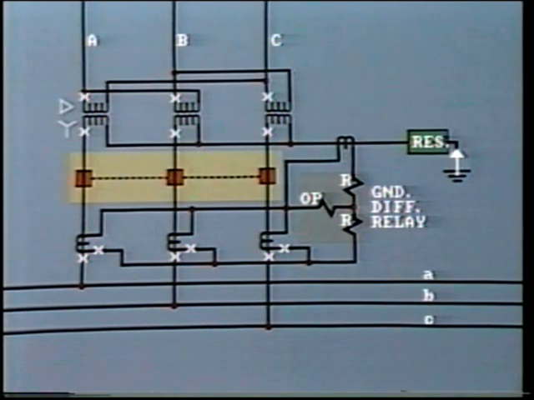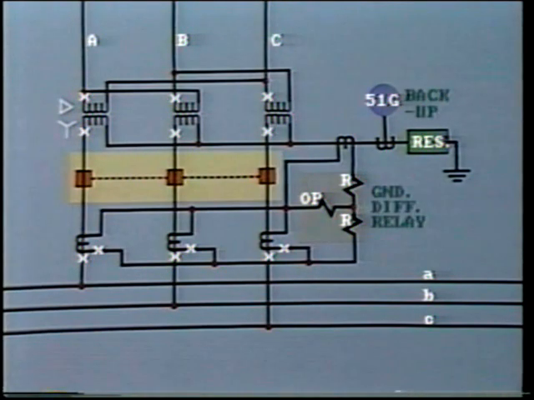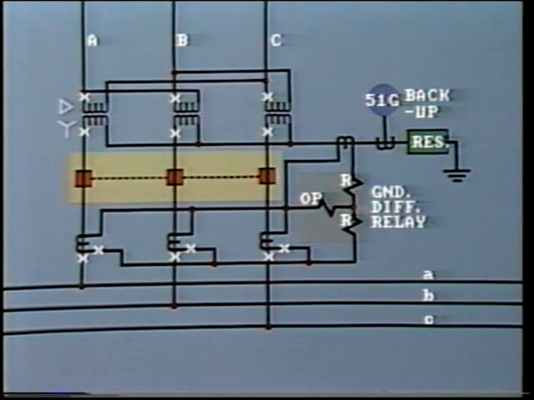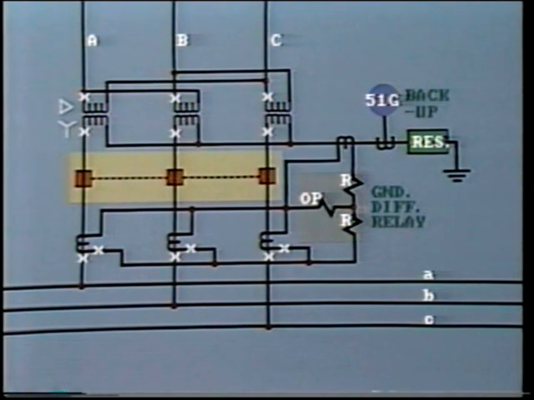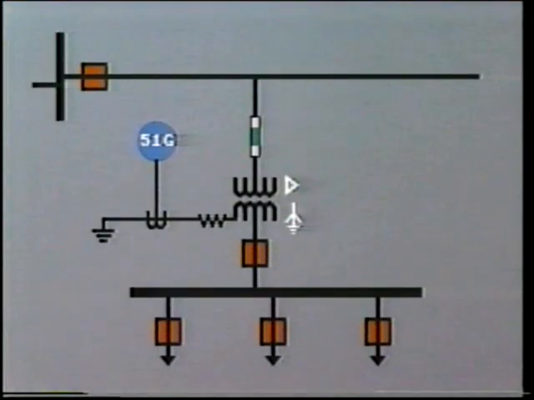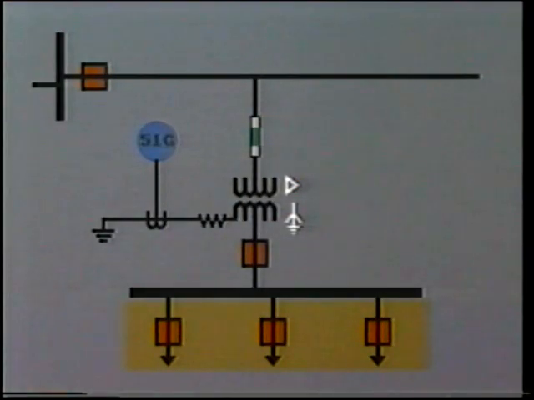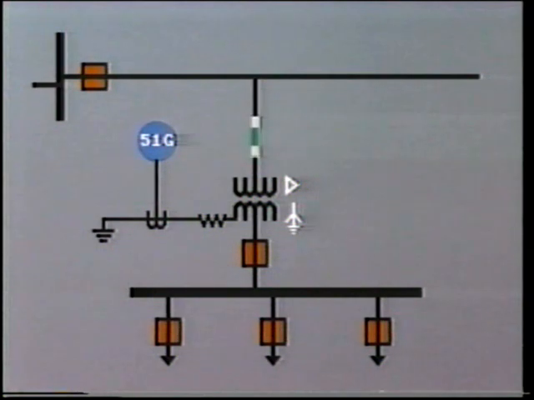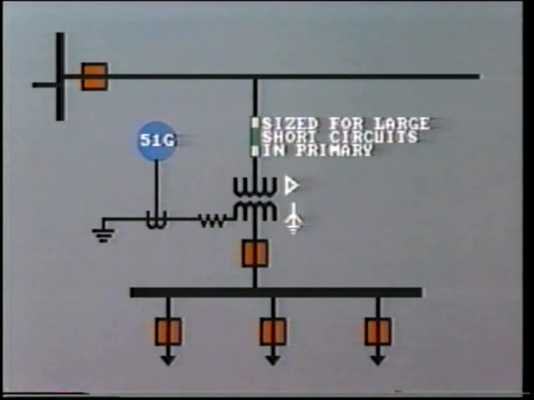Quite often with this arrangement, an additional time overcurrent ground relay, 51G, is installed in the neutral. This acts as backup for the transformer ground differential and also as backup for ground faults out on the feeders. It must be correctly coordinated with protection on the feeders. The primary high voltage fuses may not clear for a low-level fault on the secondary winding or the secondary system. They are usually sized to protect against heavy short circuits in the primary winding.